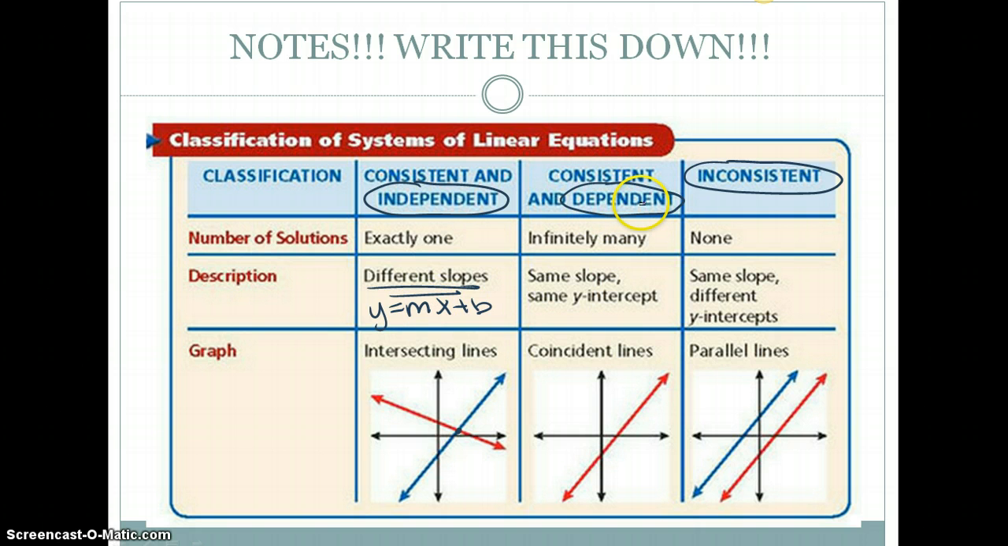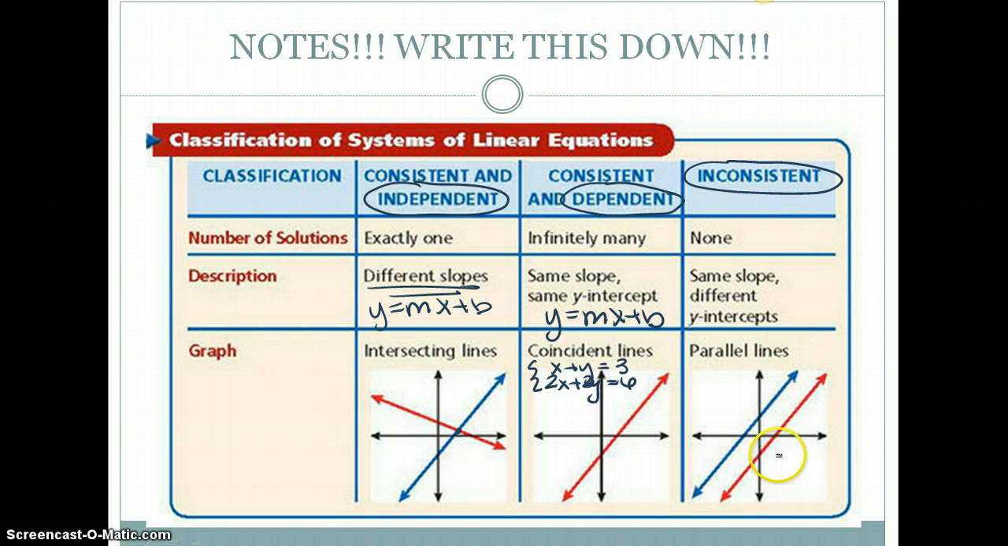Dependent means that they end up being the exact same equation, so their slopes are the same and their y-intercepts are the same. Again, your best bet is to rewrite them into slope-intercept form so that you can check out the slope and the y-intercept. Also, dependent is when one equation is a multiple of the other. An example could be x plus y is equal to 3, and then 2x plus 2y is equal to 6. If you take the second equation and divide everything by 2, it's going to give you the first equation. This is an example of a dependent system because they end up being the exact same equation.